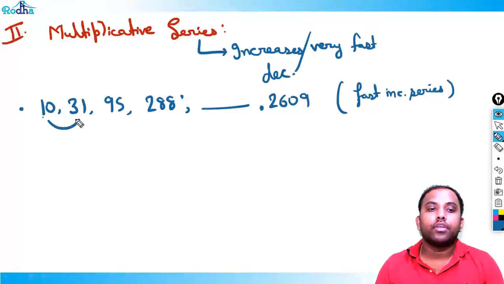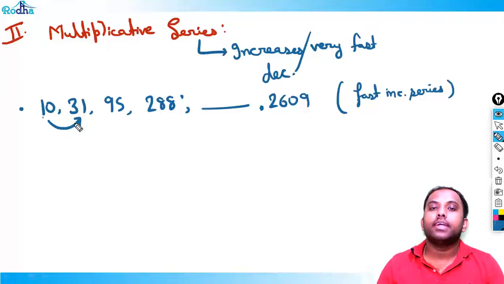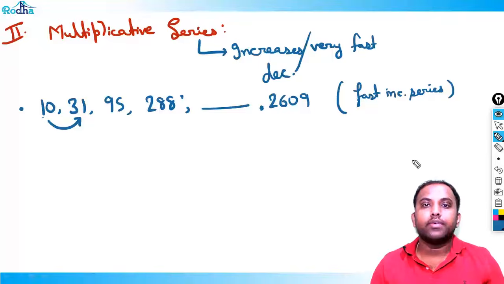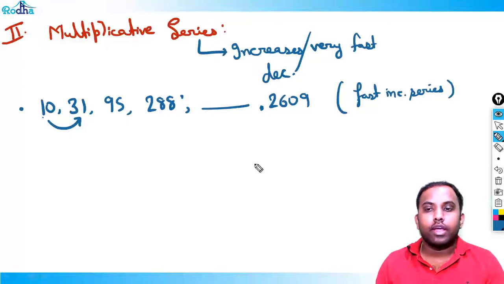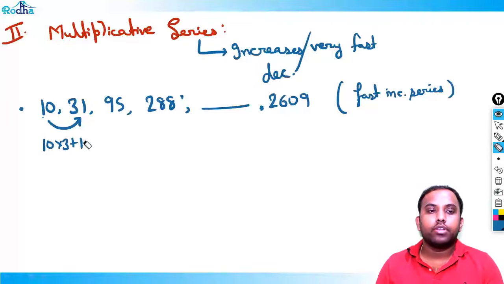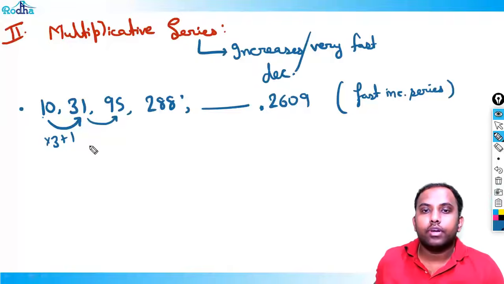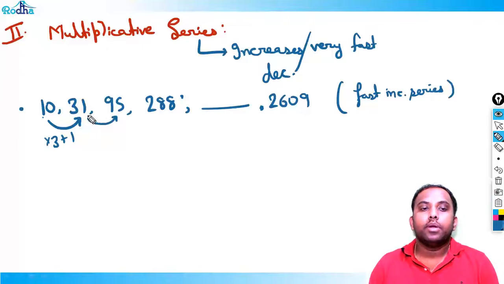Suppose 10 to 31. How do we multiply something and get from 10 to 31? The nearest multiple of 10 near 31 is 3. So 10 to 31 is into 3 plus 1. Now 31 to 95. Again see what to multiply. The multiple of 31 near 95: 31 into 3 is 93. So plus 2. So it is into 3 plus 2.